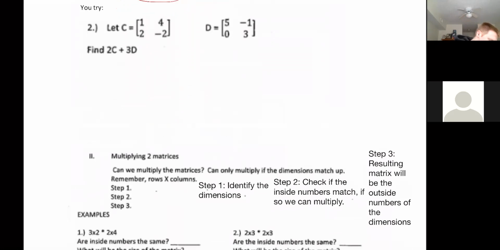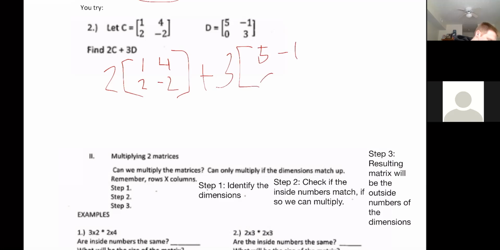So we have 2C plus 3D. We're going to have 2 times our C matrix, plus 3 times our D matrix. From what we've seen, we're just going to multiply this out. So 2 times everything in this one. If we do that, everything's just going to double. I'm just multiplying everything in this matrix.